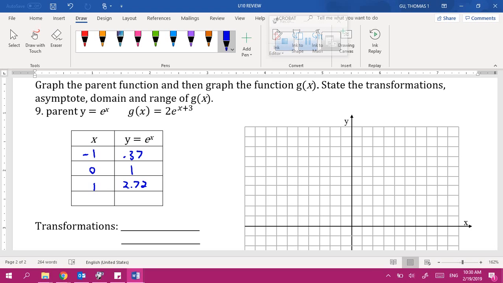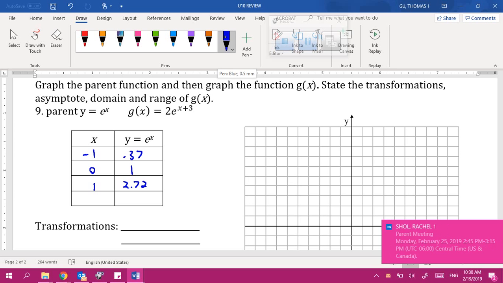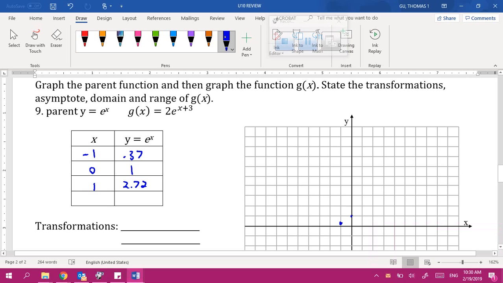So let's graph that first. We got -1, 0.37. That's about here. We got 0, 1. That's about here. And then 1, 2.72. That's about here. That's the parent function. Okay, so if we graph that, it looks like this. The asymptote is at y equals 0, so make sure you do not cross the y or the x-axis.